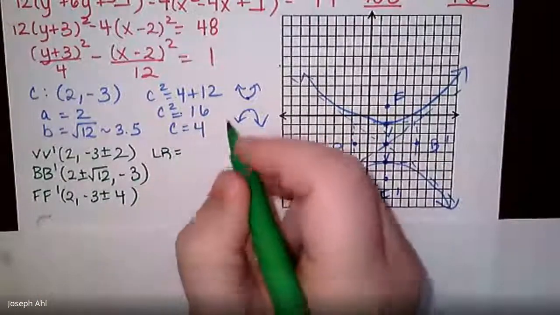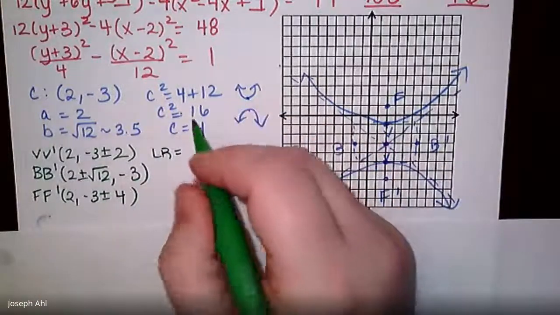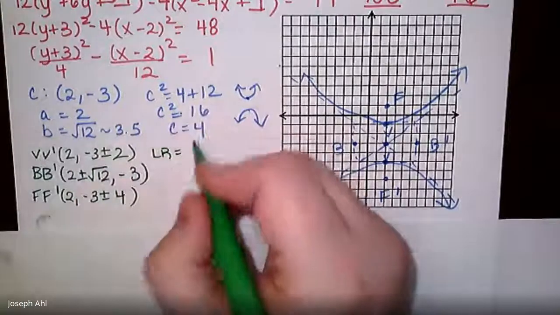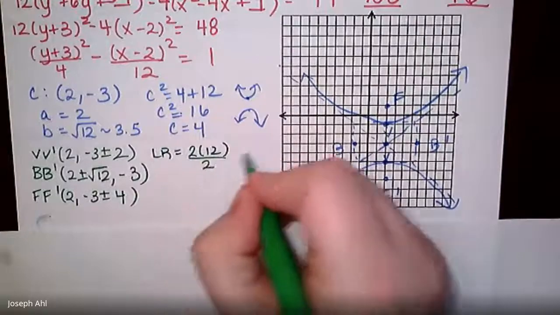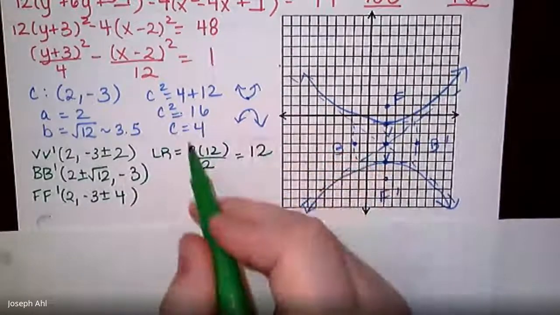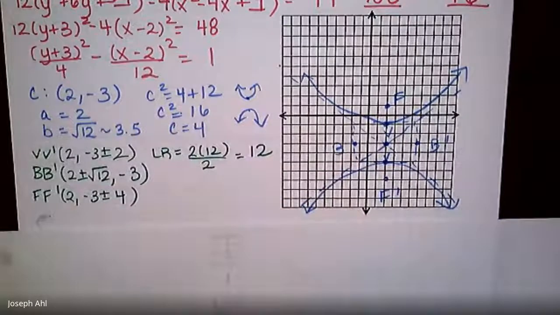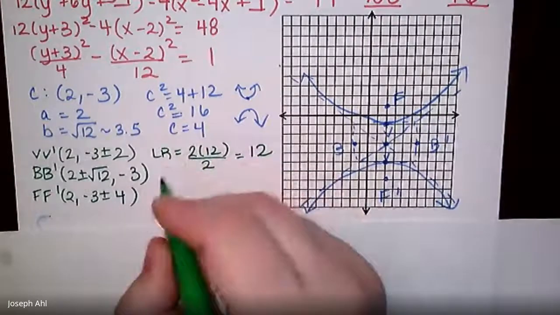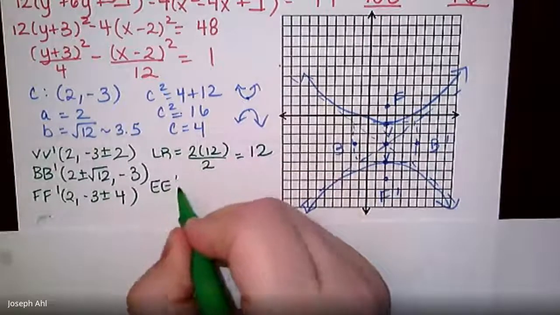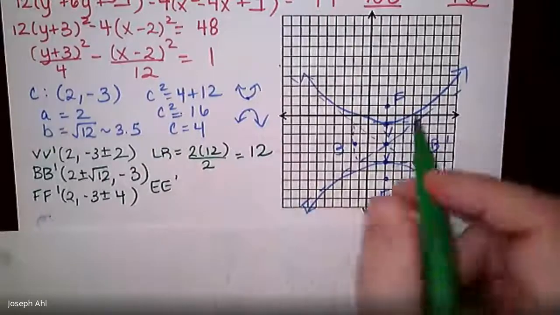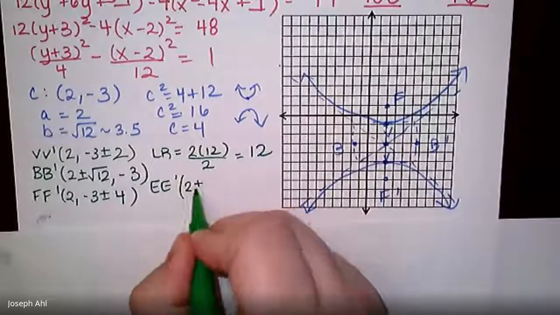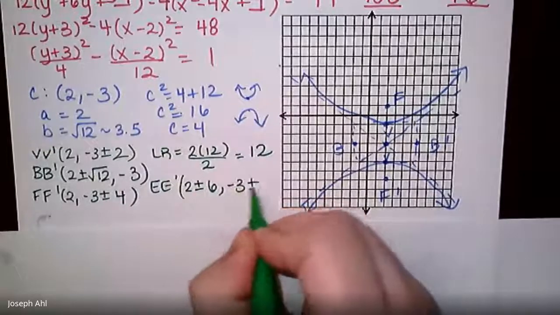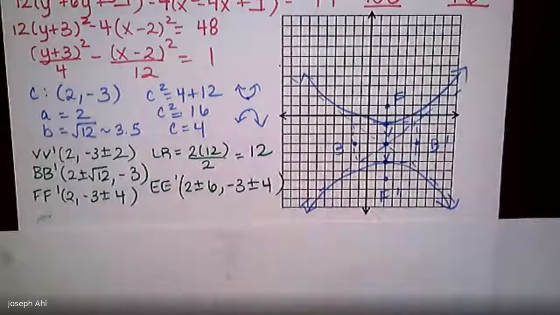The LR is 2b squared over a, so b squared in this case. Okay, if b is radical 12, it's actually 12 over a, which is 2. So the 2's would actually cancel out there. The LR is a nice length of 12. So to get to the ends of the LR, we're going to, from an x value of 2, add and subtract 6, half the LR, and it's going to be in line horizontally with the foci.